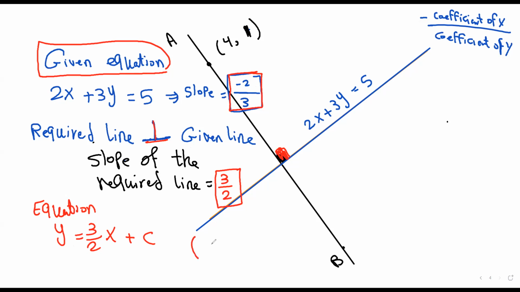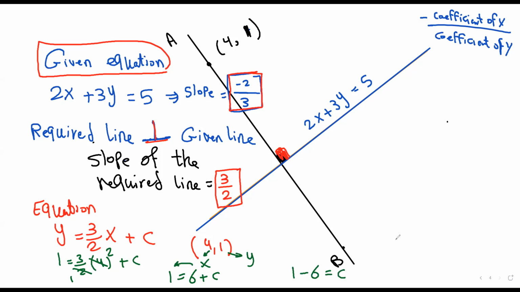And the line is passing through the point 4 and 1. So 4 and 1 satisfies the relation. 4 represents x and 1 represents y. So here 1 equals 3 over 2 multiplied by 4 plus c. Then simplify, divide by 2, 1 divided by 2, 2. Then 1 equals 3 times 2, which is 6, plus c. Move 6 to the other side, so 1 minus 6 equals c. So c equals negative 5. So what is the required equation?